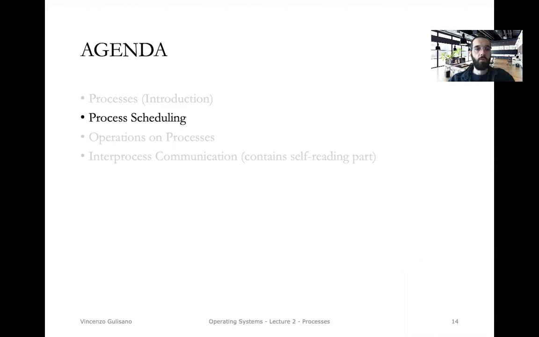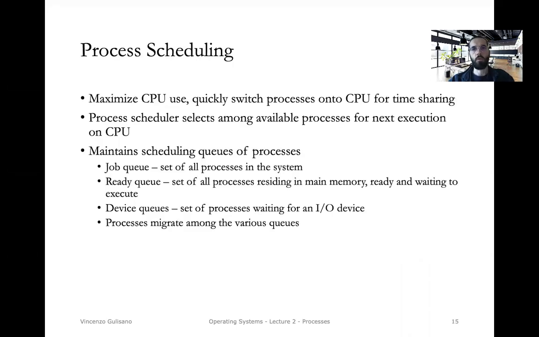Let's move now to process scheduling. We have a dedicated lecture about scheduling, so this is just a simple introduction here. We said that the context switch needs to be fast. This implies that when we need to decide what is the next process that should run, we should be efficient.